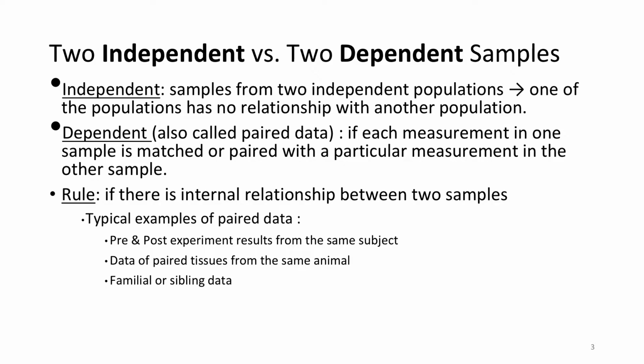So a typical example of a paired or dependent test will be pre or post experiment. Before I take the drug and after I take the drug, and then paired tissues from the same animal, right? You're taking a tissue from this mouse from today, tomorrow. That's gonna be the same thing. This is gonna be from the same mouse, and then from family or sibling data. Especially if you get twins, you test something on this one, test something on that one, that'll be definitely paired.